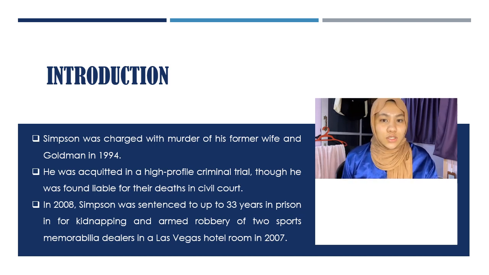O.J. Simpson was acquitted for the murders of his ex-wife and her friend in 1994. Simpson was charged with the murder of his ex-wife and Goldman. Simpson was sentenced up to 30 years in prison. Shortly after being granted parole, he was released from prison on 1st October 2017.